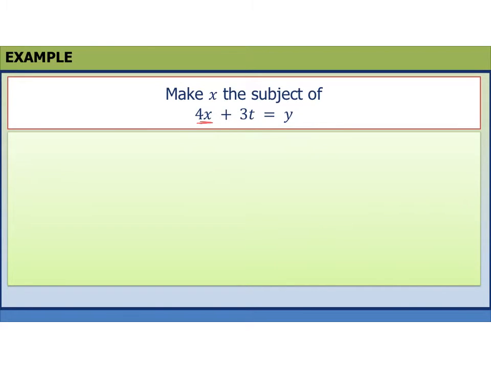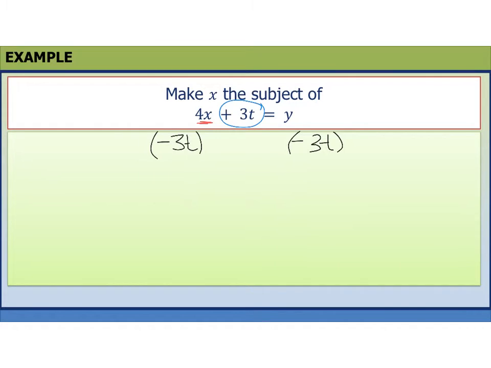I'm looking to make x the subject, so I need to move the other terms away. So I've got this plus 3t. Well, how do I get rid of plus 3t? I want to move the whole thing away. So how do I get rid of it? I'm going to minus 3t. And yes, you can take away a whole chunk of algebra together as long as it's staying together. So that 3t can move to the other side as long as you're keeping it together.